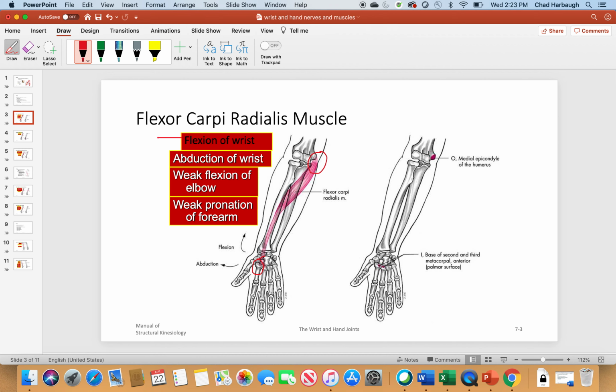So its prime job is to do flexion of the wrist, but it also can do abduction, and abduction is associated with radial deviation. It is a weak flexor of the elbow, and it's also a weak pronator of the forearm.